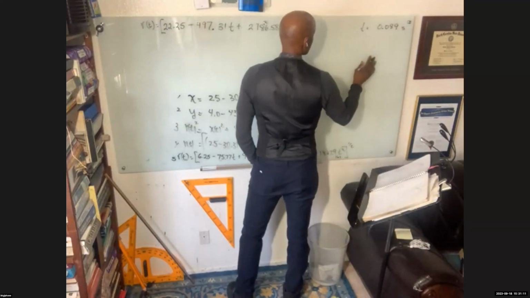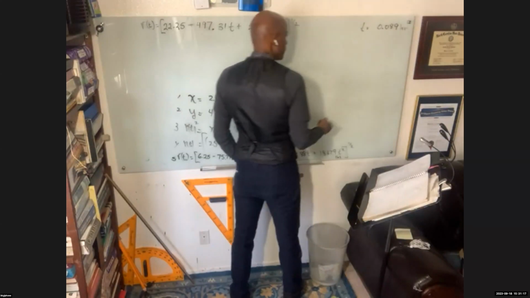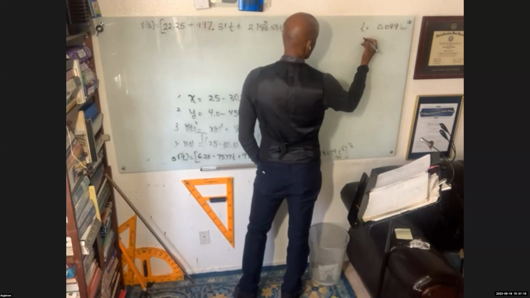0.089. 0.089 seconds? That's in hours. Oh, hours, sorry. Yeah, you're right, 0.089 hours. And what did that give for the minimum distance? When we plug that back into the original equation, it gives us 0.25 kilometers.